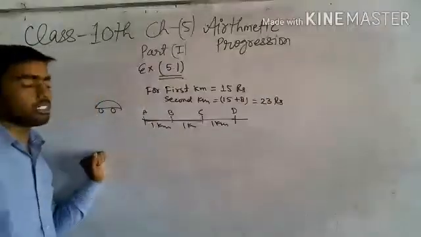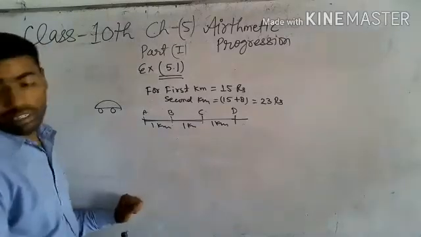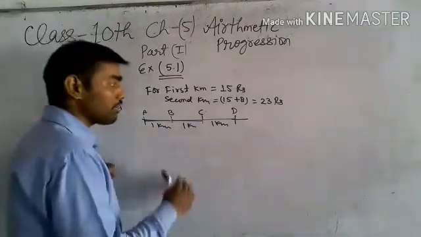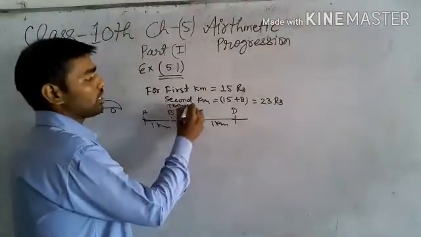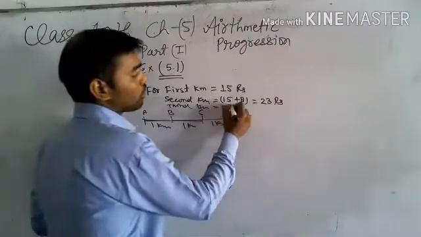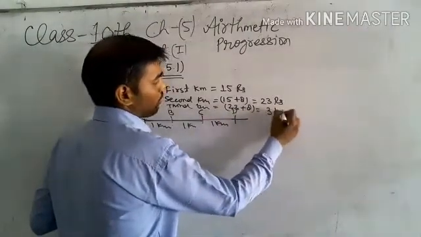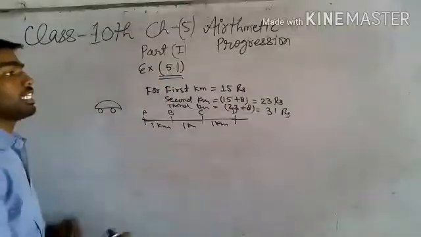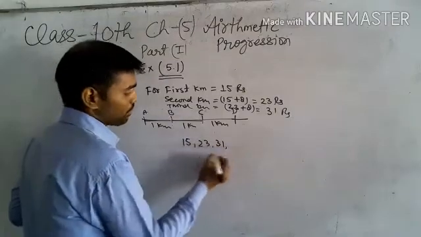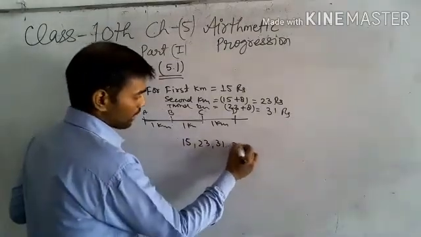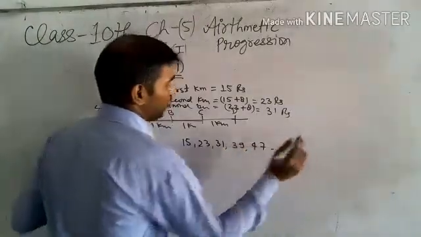23 rupees. Now after each kilometer, it means when we travel from C to D, the third kilometer is equal to 23 plus 8, which is equal to 31. It means the series we get is 15, 23, 31, 31 plus 8 is 39, 39 plus 8 is 47, and so on.